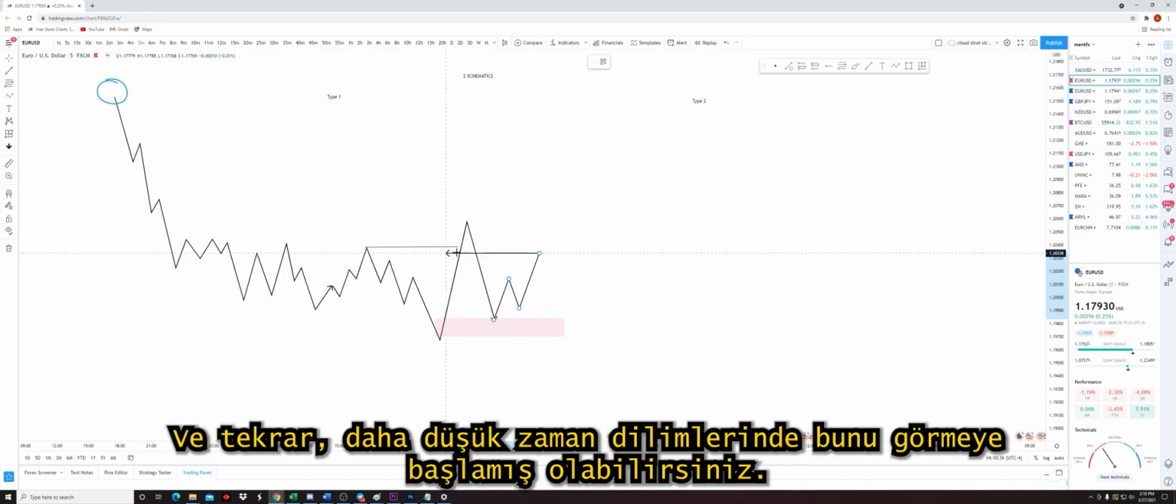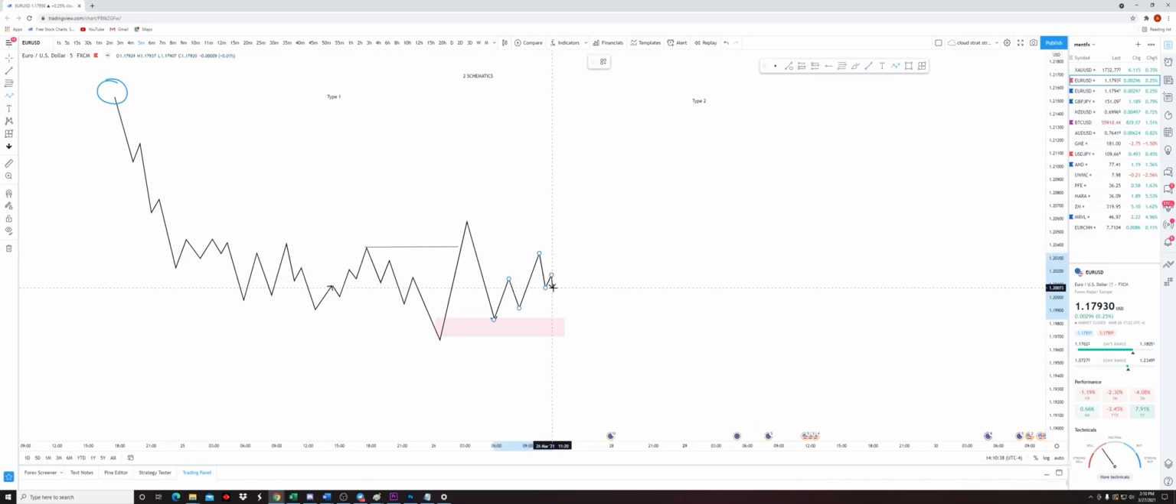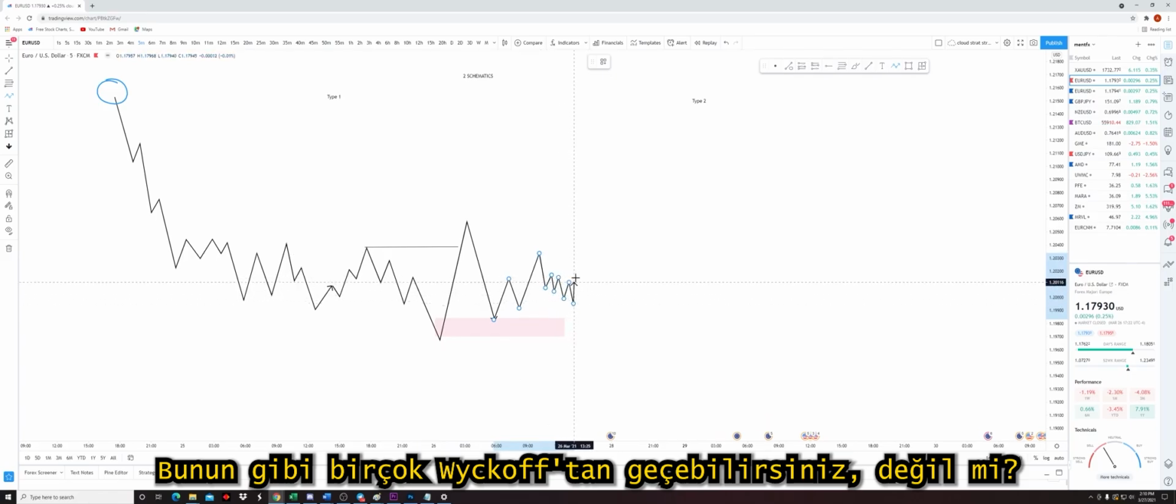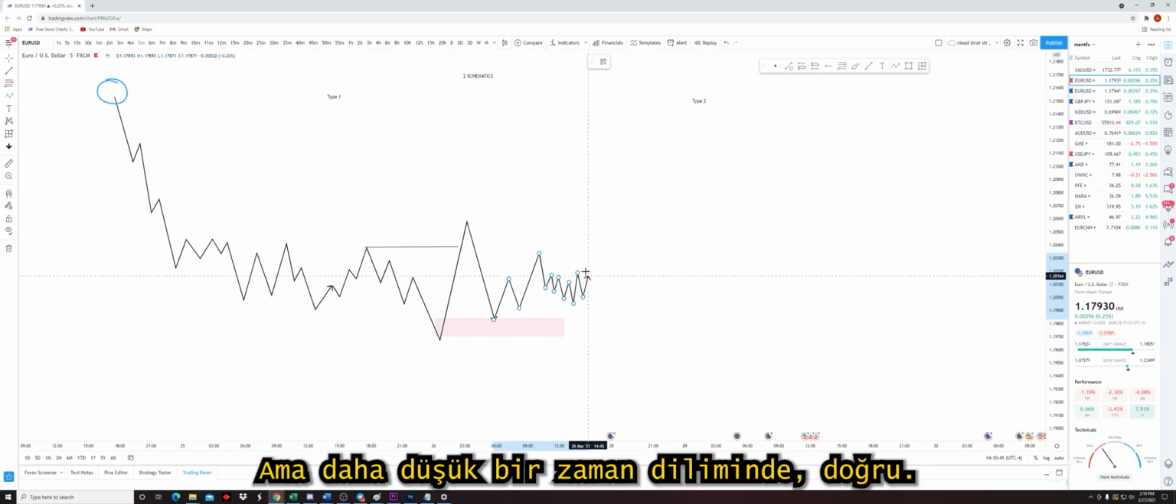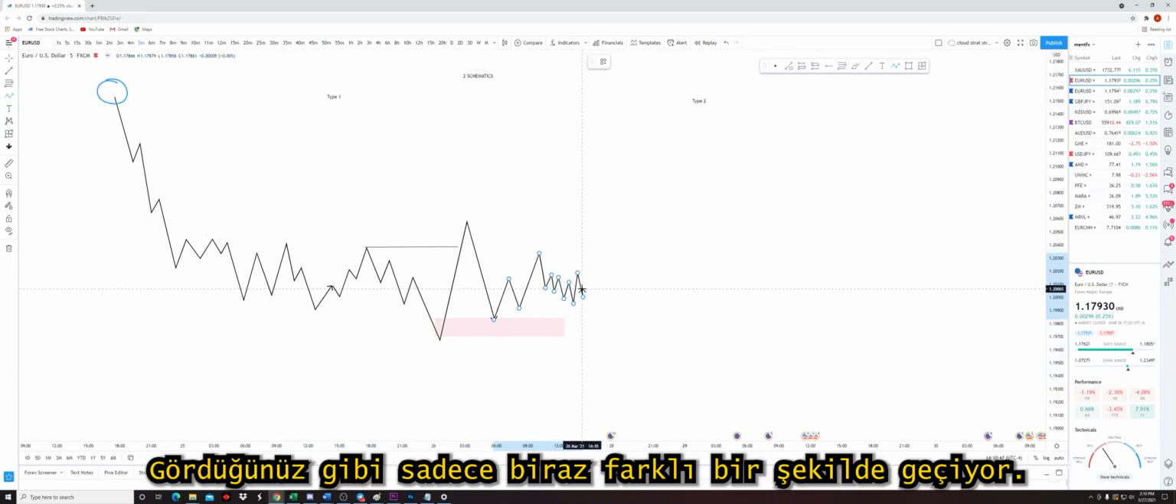And again, on lower time frames, you might already start to see it. You can undergo mini Wyckoffs, like so, right? So this whole thing is the same as everything we just saw here, but on a lower time frame. That's the same thing. It's just undergoing it in a little bit of a different way, as you can see, right?